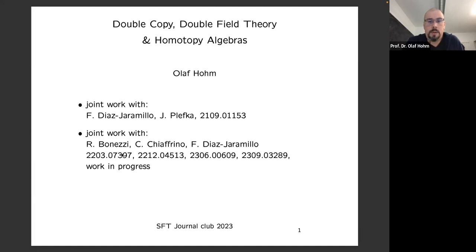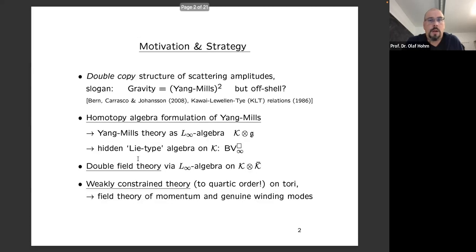So let me start with an overview of motivation and strategy. What I want to explain and understand is called double copy. You probably heard about it. It's a structure that people discovered in scattering amplitudes, and that is often summarized under the slogan, gravity is Yang-Mills squared. The scattering amplitudes of gravity have this interesting property, not obvious at all at first, that you can reconstruct them from Yang-Mills theory.